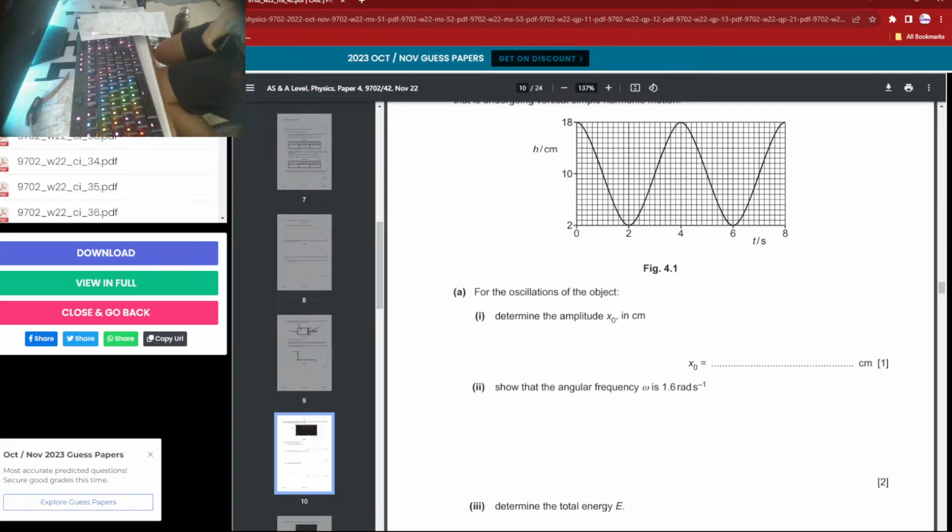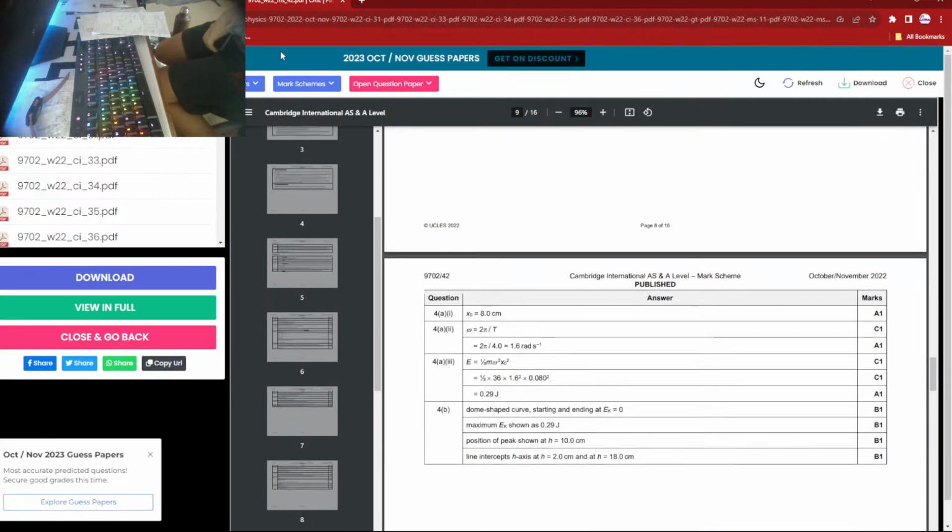Yeah, let's just check here. Yep, 8 cm. Next one, 1.6 rads per second. So yeah, we did get that one. Use the angular frequency equals to 2 pi over T. Next one, E is equal to half m angular velocity squared x naught squared. Yeah, 0.29 joules. I got that correct.